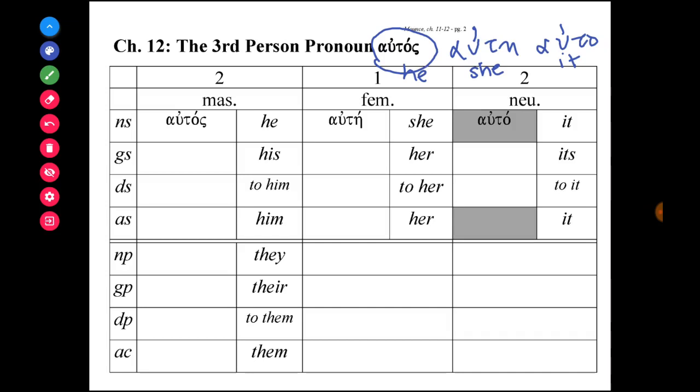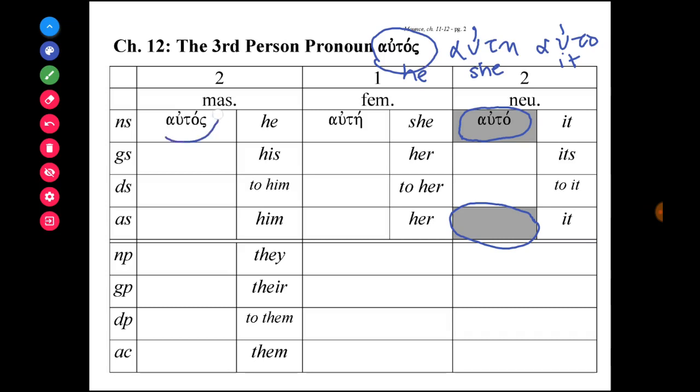Notice that the masculine, feminine, neuter forms look almost similar to, not quite, but almost exactly to the 2-1-2 adjectives. It uses the same endings, except for the neuter, it uses a slightly different ending for the nominative singular and the accusative singular, and we'll go over that in a bit. But let's go over the pronoun "he," the masculine forms for the third person pronoun.